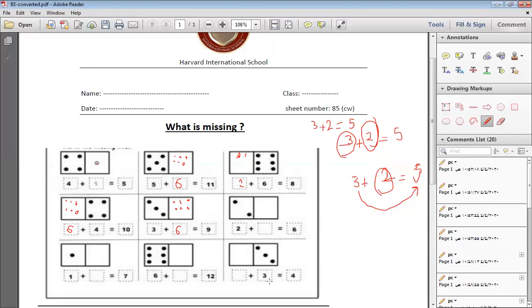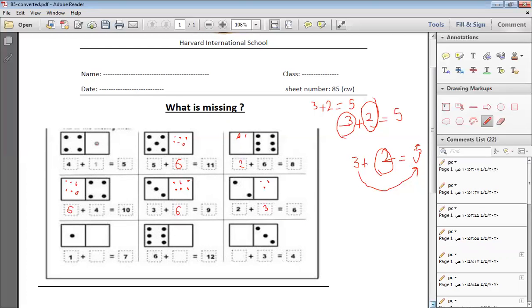Here, they are 2 dots, and he needs the 2 to be 5. Okay. So I will draw, and while I'm drawing, I will count after the 2, 3, 4, and 5. How many dots here? 1, 2, 3. So I add 3 to the 2 to give me 5.